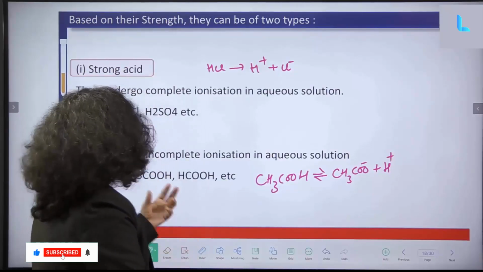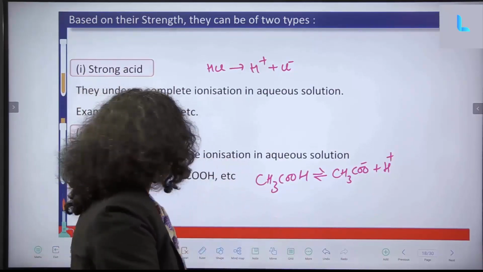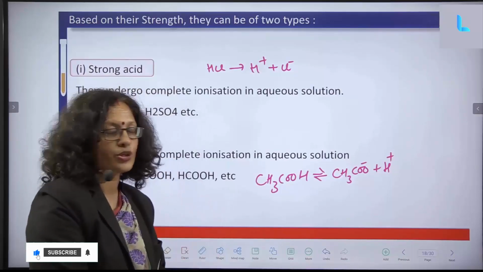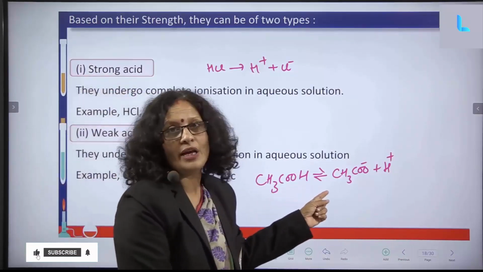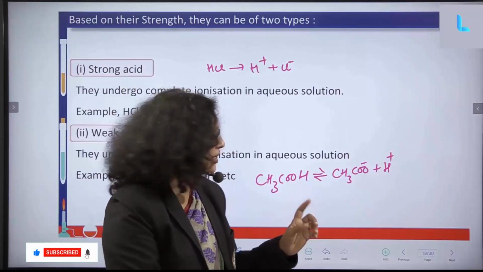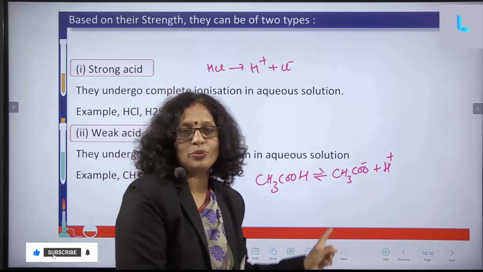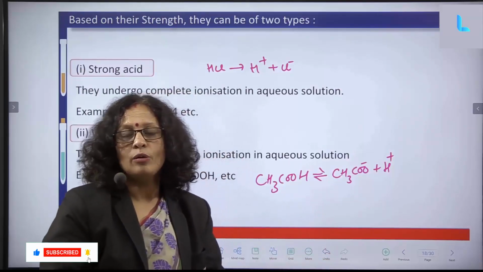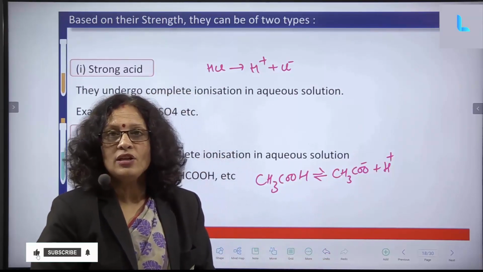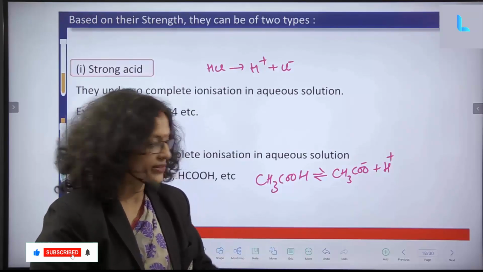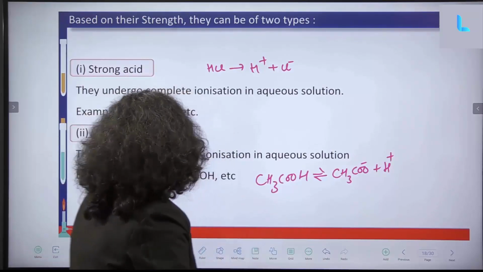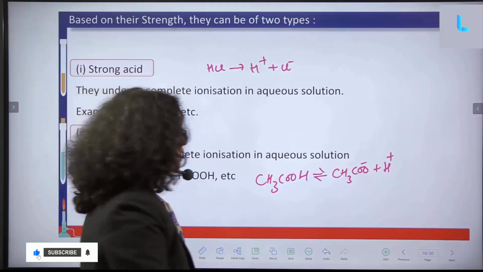Weak acids undergo incomplete ionization in aqueous solution. That is why we are showing a reversible arrow here. The reaction doesn't complete. In the reaction there are ions as well as undissociated molecules. So acetic acid and ammonium hydroxide are weak acid and weak base. Acetic acid is a weak acid, and formic acid is also a weak acid.